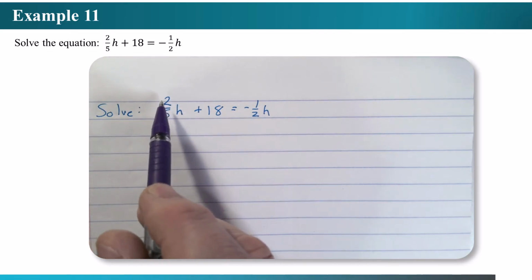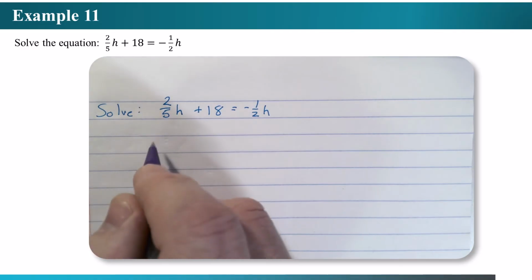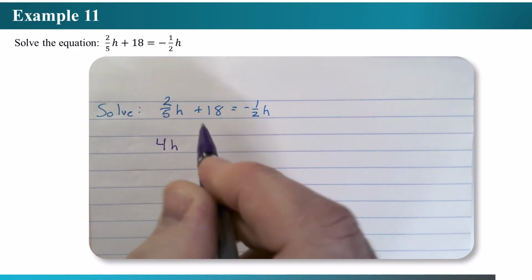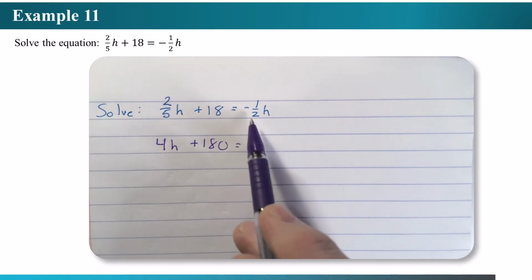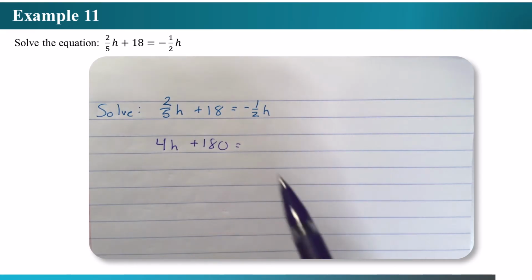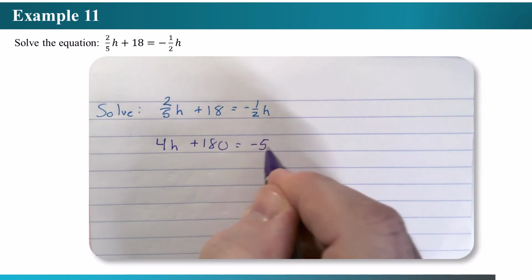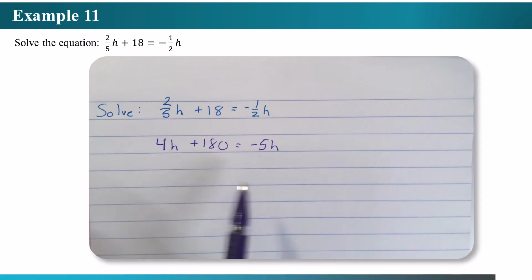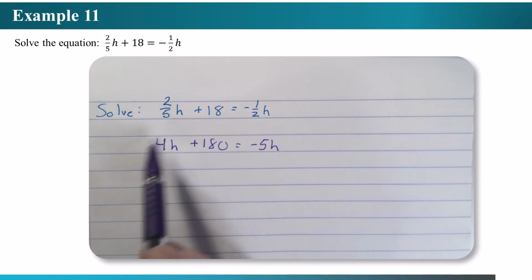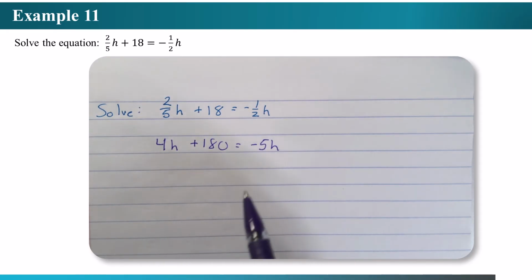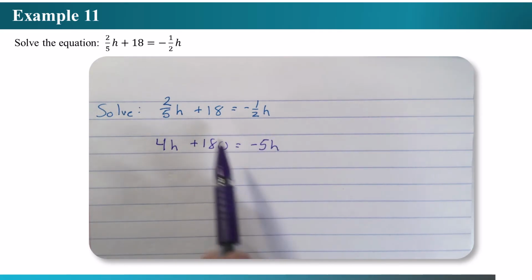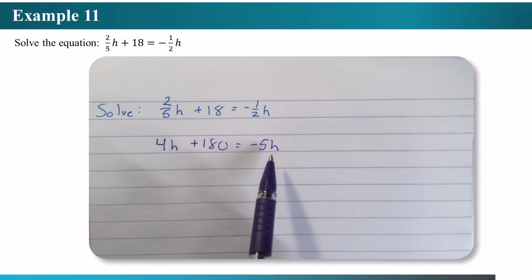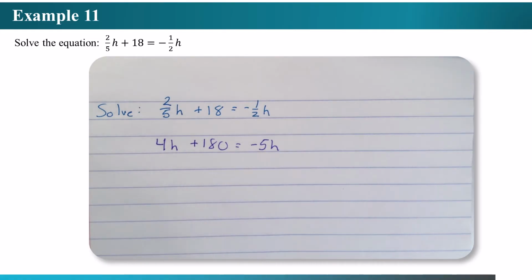Now 10 times 2/5 times h is going to give me 4h. 10 times 18 is going to give me 180. And on the right-hand side, 10 times negative 1/2 h looks like that's going to give me negative 5h. And so I'll simplify this thing already. Now let's see, if I were to add 5h to both sides of this equation, or alternately I could think about that as taking this and dragging it across the equal sign, but whenever that happens I have to change signs, then what happens is I end up with a positive 5h on the left-hand side.